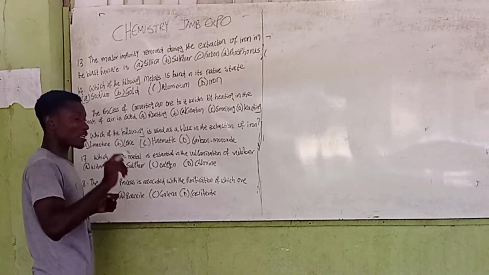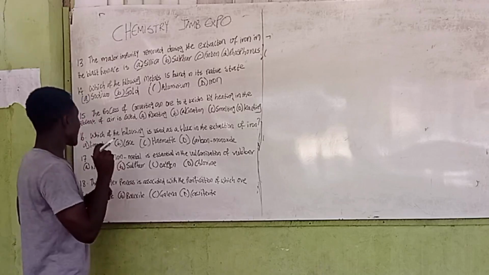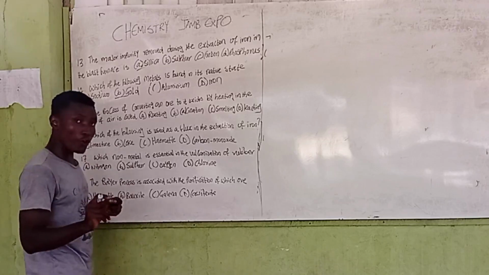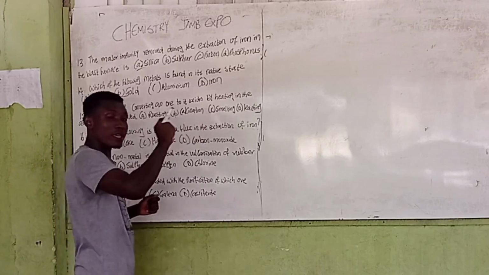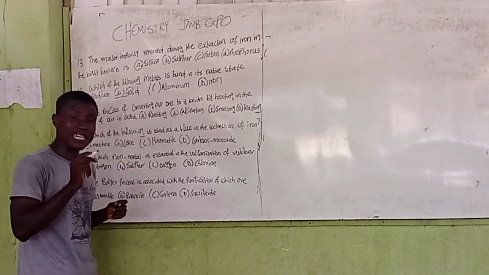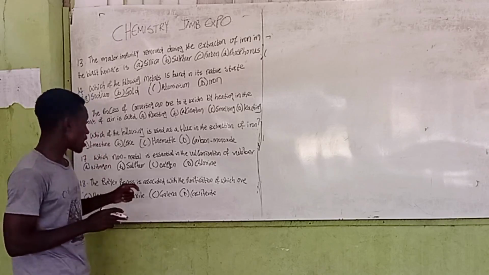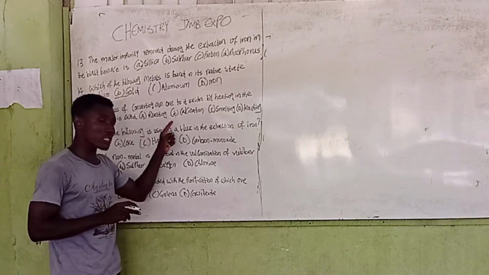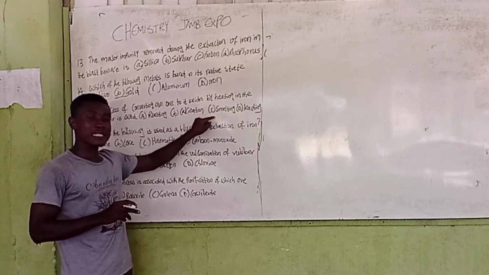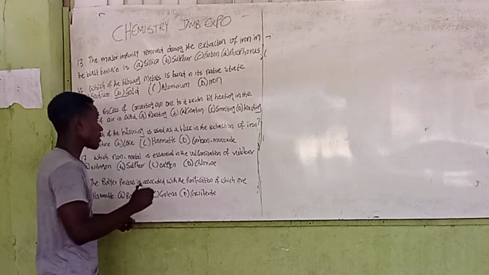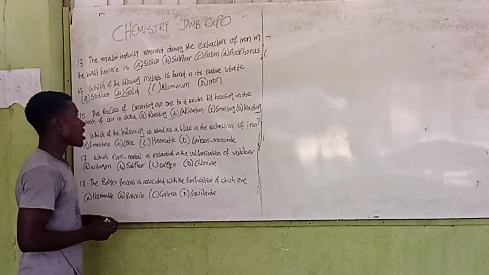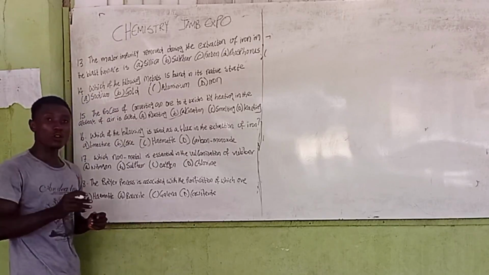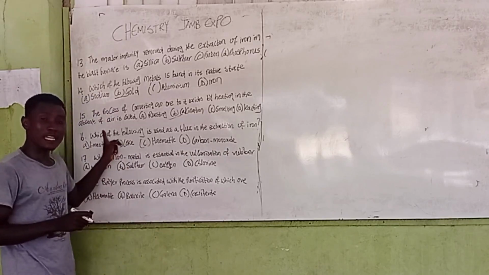15. The process of converting an ore to its oxide by heating in the absence of air is called, remember the question we answered the other time, it was the process of heating in the presence of air, which was roasting. But this particular one is the absence of air. We have A. Roasting, B. Calcination, C. Smelting, and D. Leaching. The answer there is calcination. Calcination is simply converting an ore to its oxide in the absence of air.